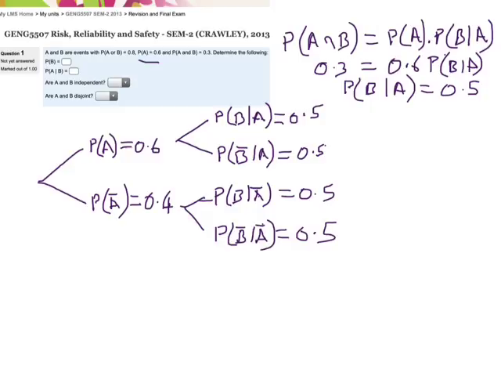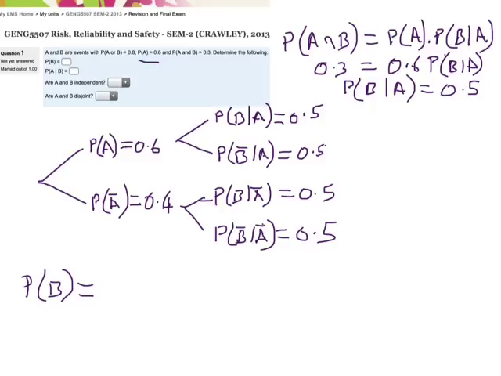Okay, what is the probability of B? So the probability of B is equal to that one plus that one. So the probability of A multiplied by the probability of B given A, plus the probability of not A multiplied by the probability of B given not A.